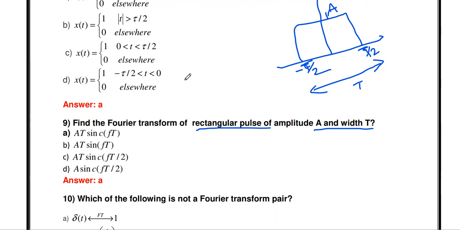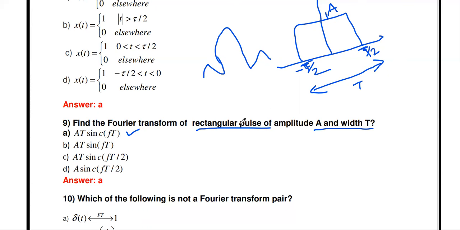Already you know the rectangular pulse and the sinc pulse are a Fourier transform pair. If you are taking the transform of a rectangular pulse, we will get the answer as a sinc pulse. This is called a sinc pulse. So the answer for this rectangular pulse is AT sinc FT. This is the answer.